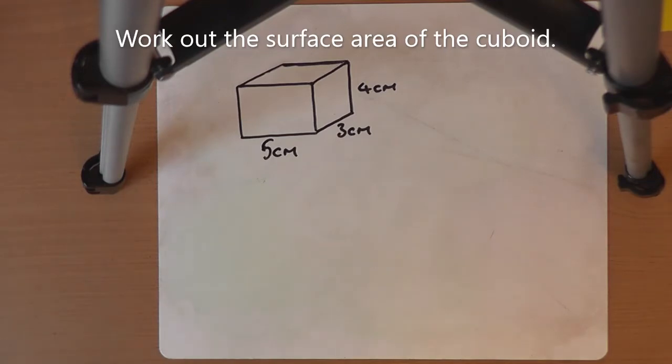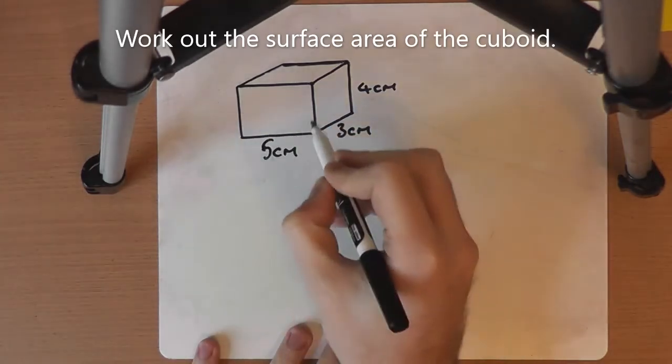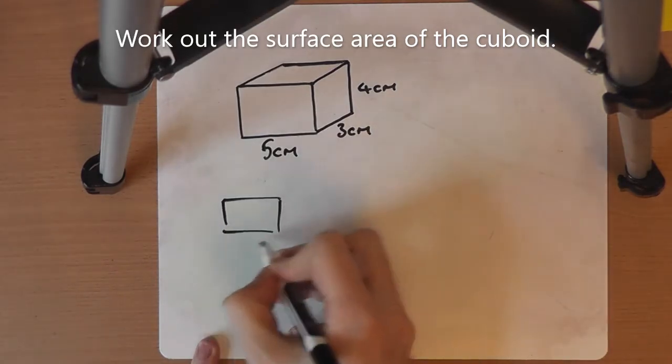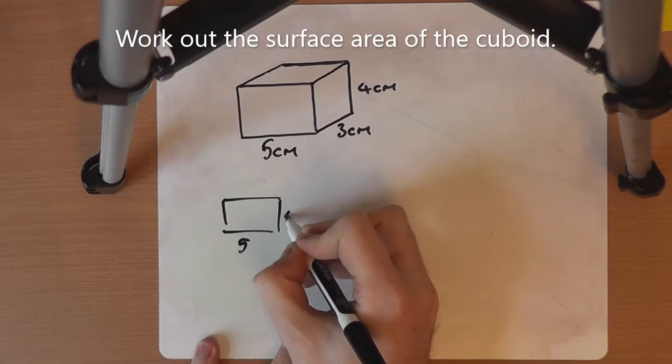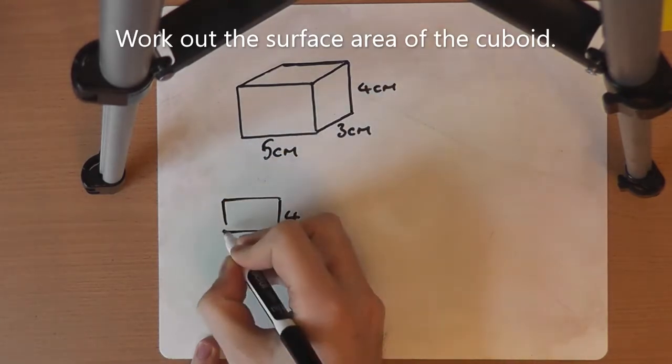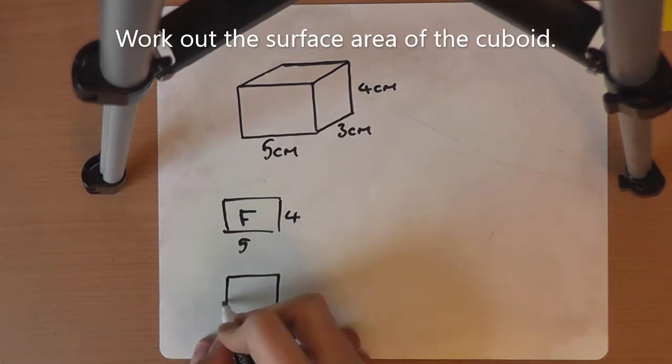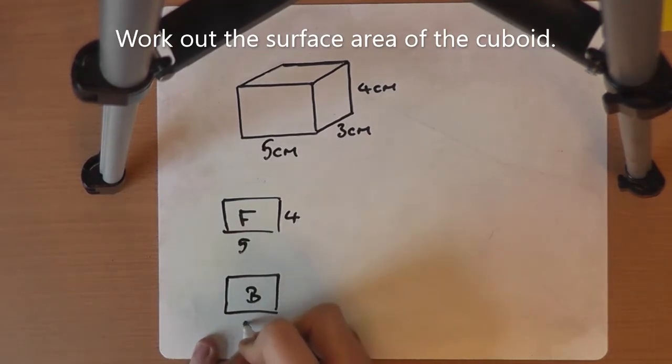So the first thing we're going to do is sketch out the different faces. We're going to sketch all of the faces and put the measurements on them. So we are going to have, first of all, the front and the back. Let's do the easy ones first. So we're going to have this front one with the 5 by 4. That's 5 across and 4 in height. And that's the front. And we're also going to have the back as well, which will be the same.